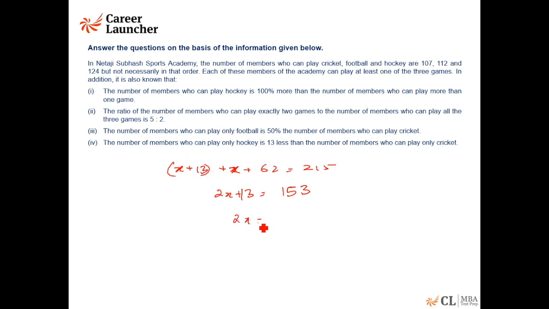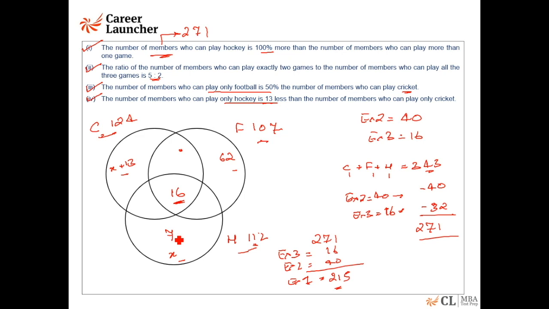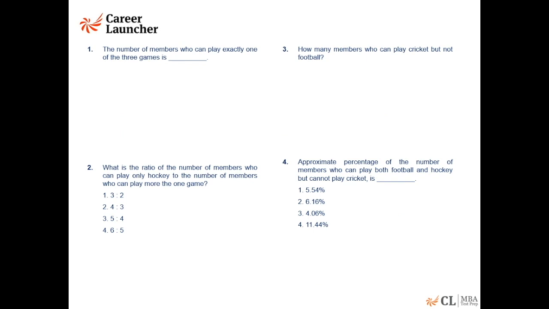So 2x equal to 140 or x is equal to 70. That means this is going to be 70. This is going to be 83. Okay. Do we need to find out what these three are? We'll look at that if required. At this point of time, let's go to the questions.